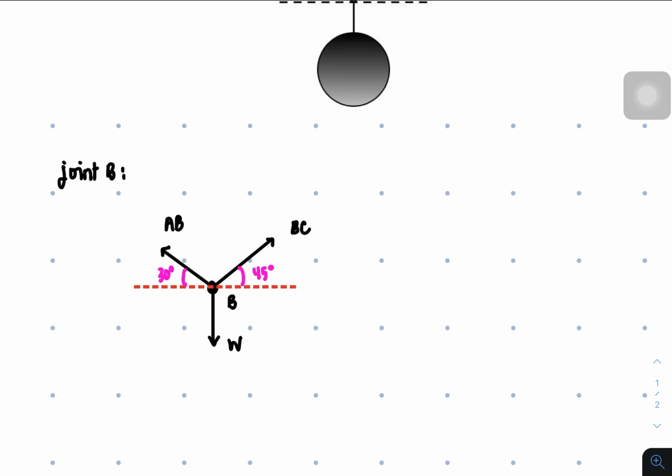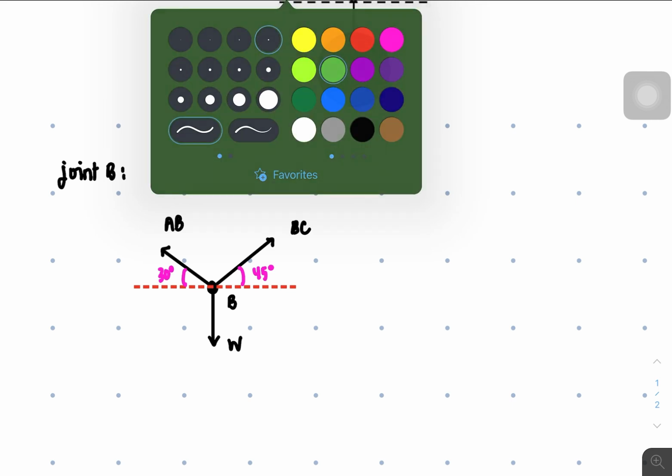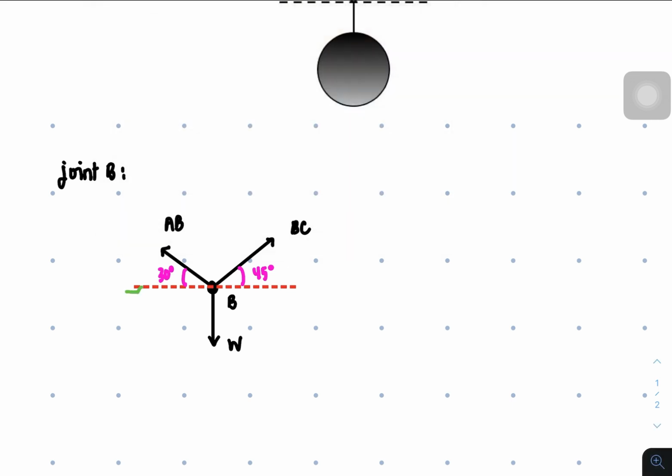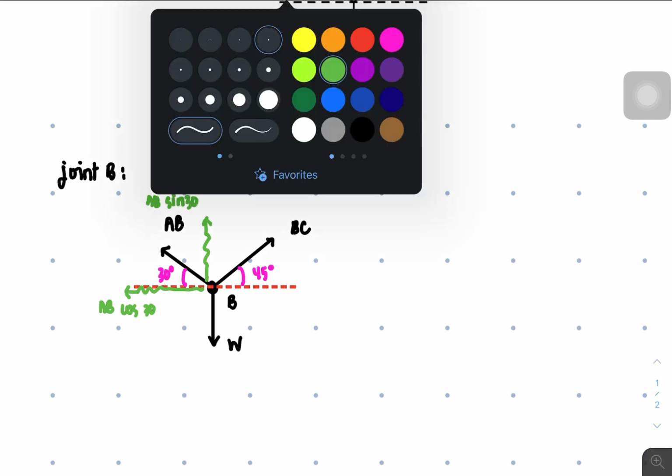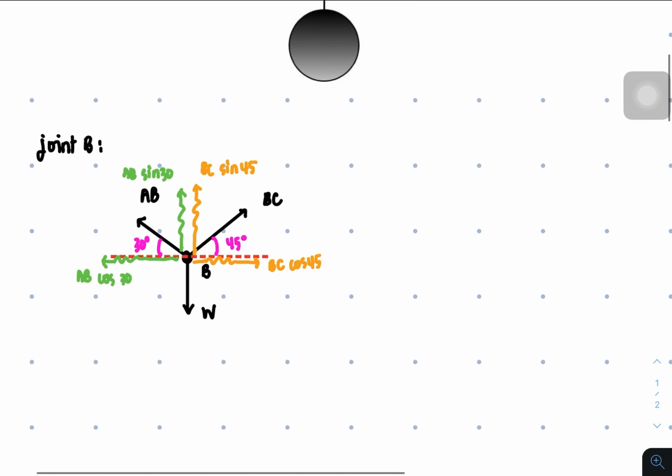Okay, and then since forces AB and BC are inclined, we might as well get the components. So for the horizontal of AB, it's pointing away to the left, so this is AB cosine of 30. And for the vertical, this is AB sine of 30. In the same manner, we're also getting the components of BC. For the horizontal, it's to the right, this is BC cosine of 45, and vertical upward, this is BC sine of 45. But what is the value of our W?